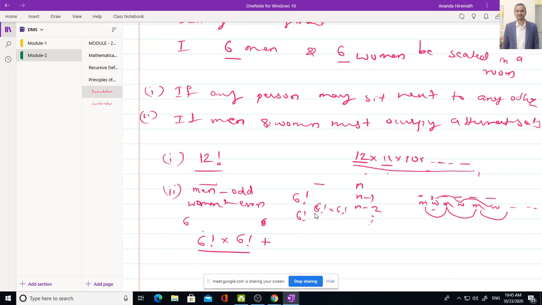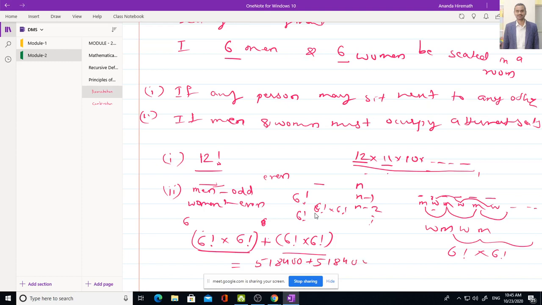Another part: we may arrange the men in even places. If they are arranged at even places, then it will be woman, man, and so on. Again, there are 6 factorial arrangements for men and 6 factorial for women. So it is 6 factorial into 6 factorial plus 6 factorial into 6 factorial. If you calculate, it will be 518400 plus 518400. Okay. Thank you.